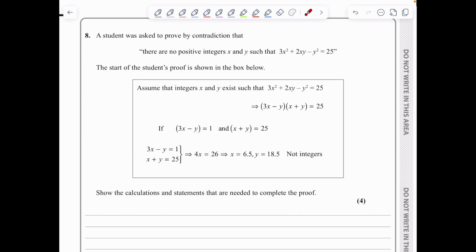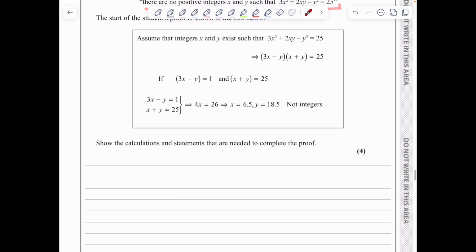In question 8, we had a student who was asked to prove by contradiction that there are no positive integers x and y such that 3x squared plus 2xy minus y squared is 25. We've got the start of the proof here. The student started by factorizing the left-hand side into 3x minus y times x plus y. Now the idea here is that we're dealing with positive integers, so which two positive integers multiplied together can give me a result of 25?